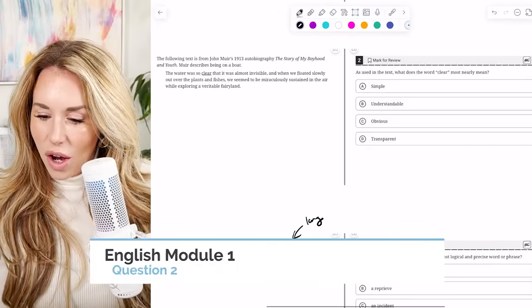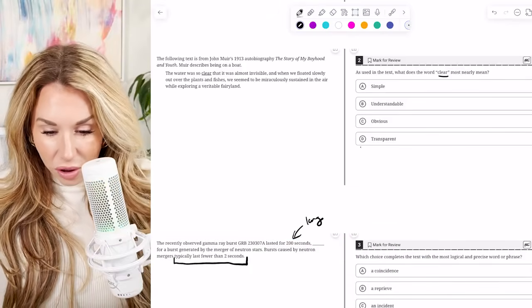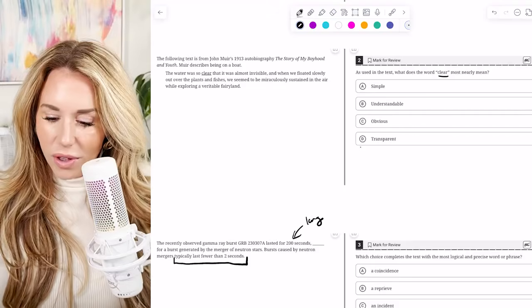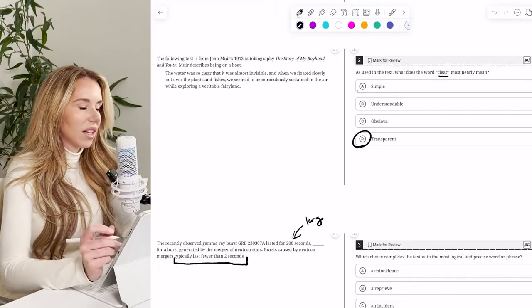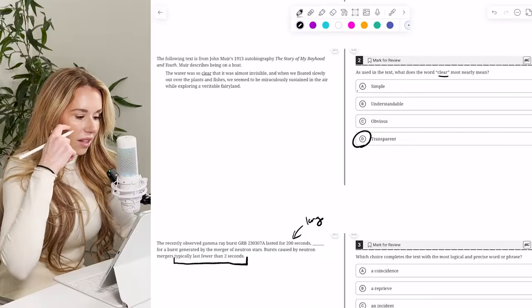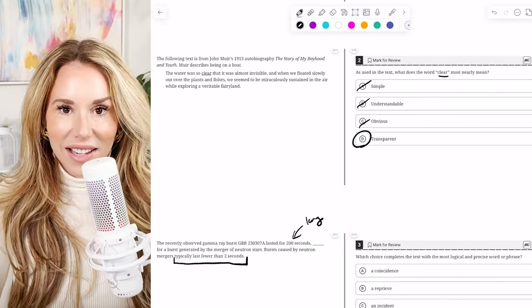All right. What does the word clear most nearly mean? The water was so clear it was almost invisible. Well, the only one that makes sense is transparent. Transparent basically means like the light can go right through it. You wouldn't use any of these other words in that context.